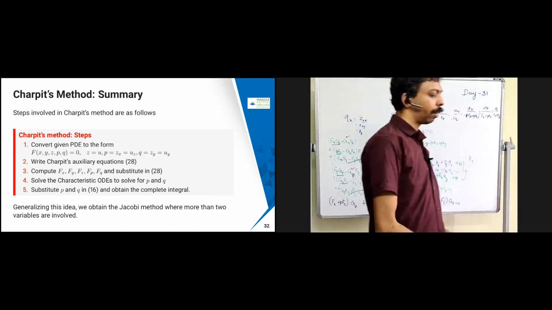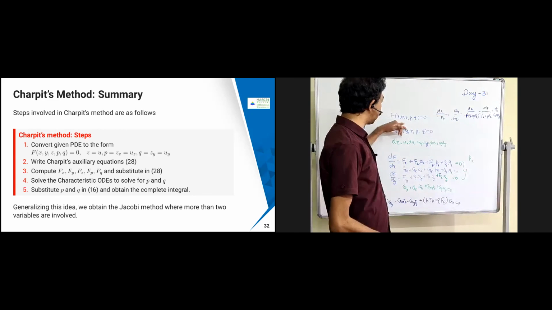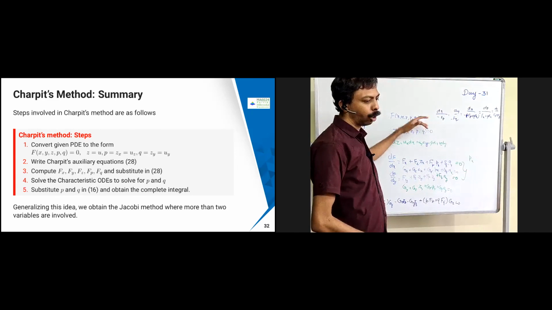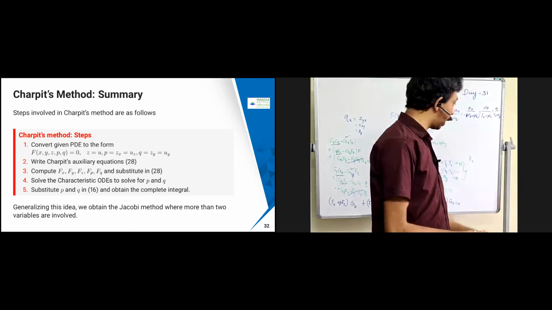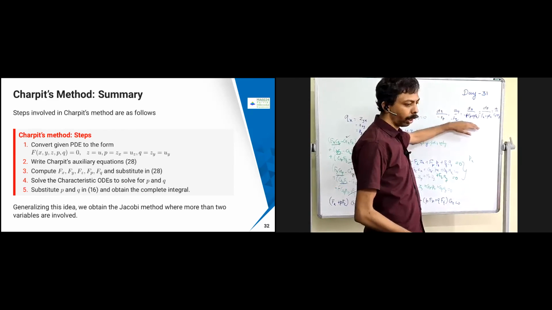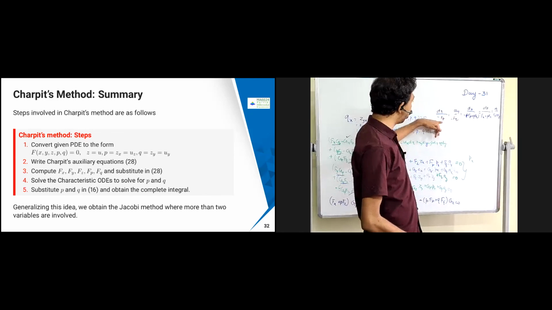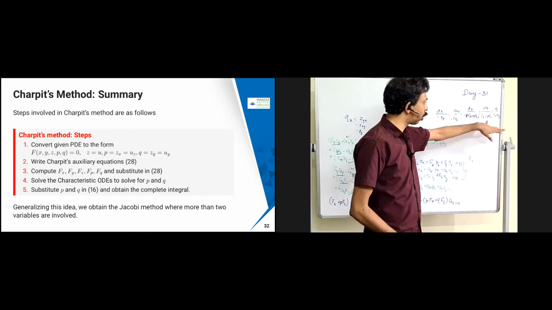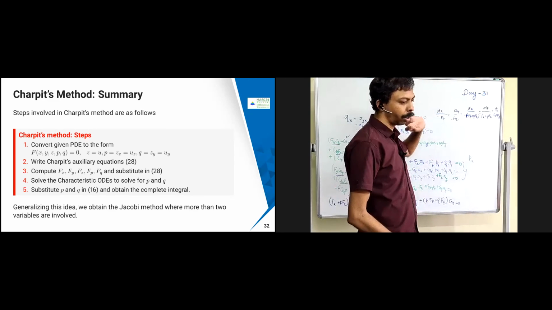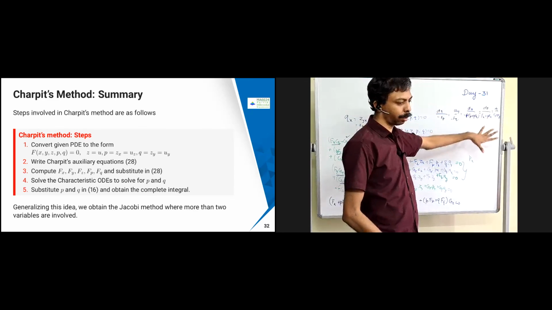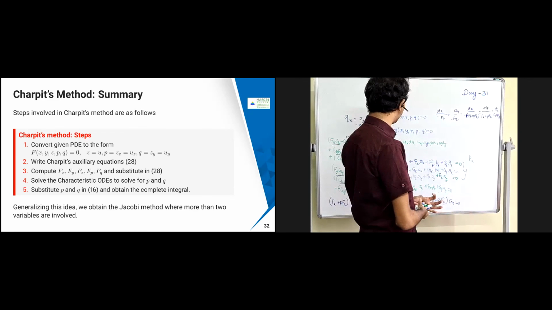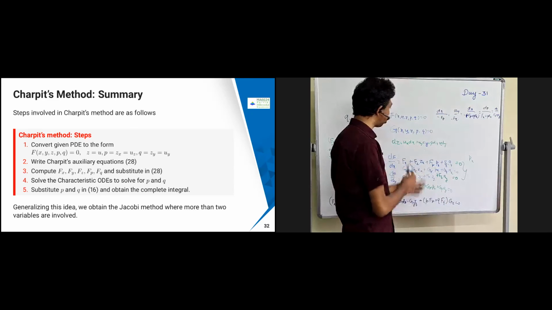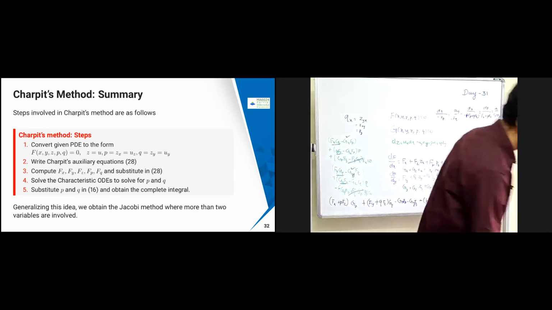So what we discussed here: convert the given PDE to the form F equal to 0. Then you use the substitution z equal to u, p equal to zx, and q equal to zy. Then you write this auxiliary equation. Compute fx, fz, fp, fq, substitute over here, and solve the characteristic system. Once you solve this, you find p and q, substitute over here, and solve the problem. That's all.